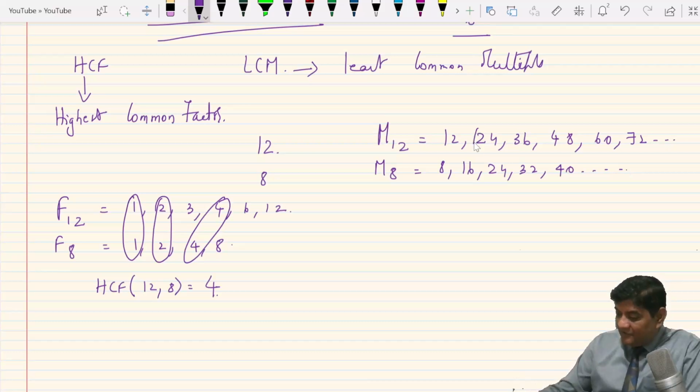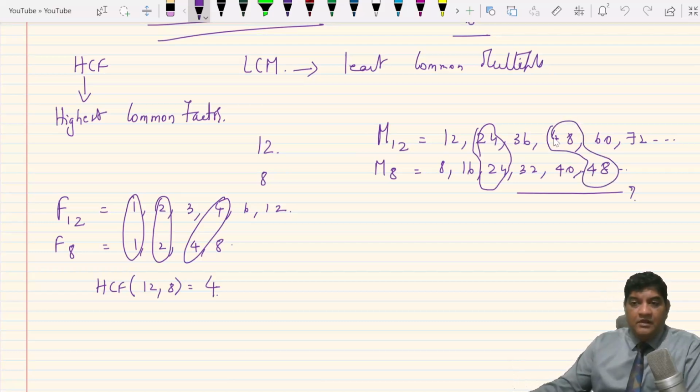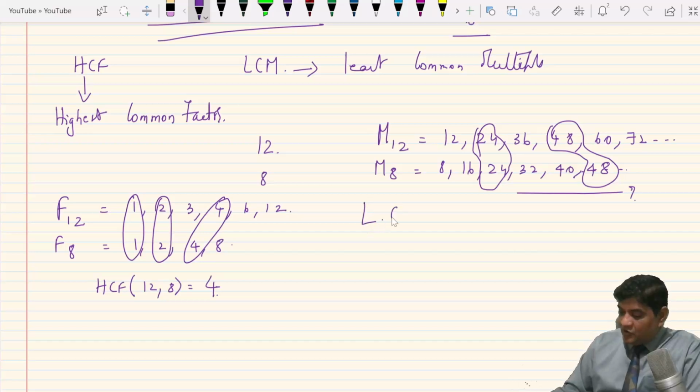As of now, I find only one common multiple. If I go further like that, I'm sure to have more common multiples. For example, the next number I get is 48, so 48 is going to be my next common multiple. So what is the least common multiple? LCM, 24.